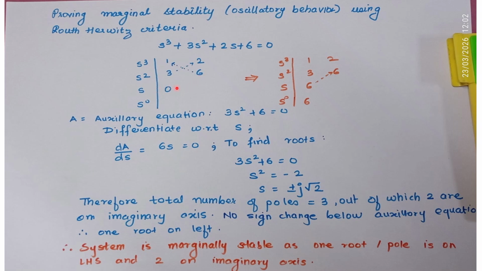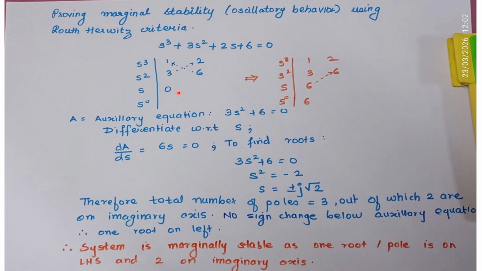For completing the remaining rows, you need to multiply the products like this: 3 into 2 minus 6 into 1, divided by 3. So 3 into 2 is 6, minus 6 upon 3, it is 0. Whenever you get an all-zero row, it means that there is some pole on the imaginary axis. So here itself you come to know that the system is marginally stable, but we still need to find the remaining roots.